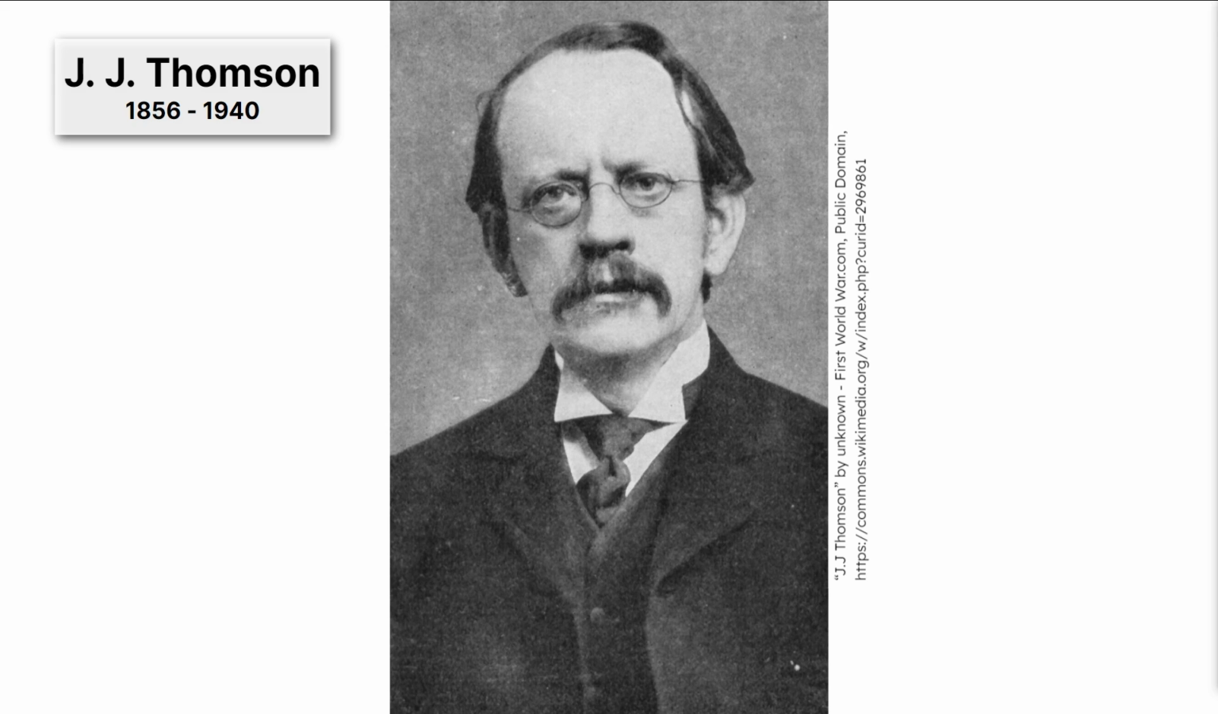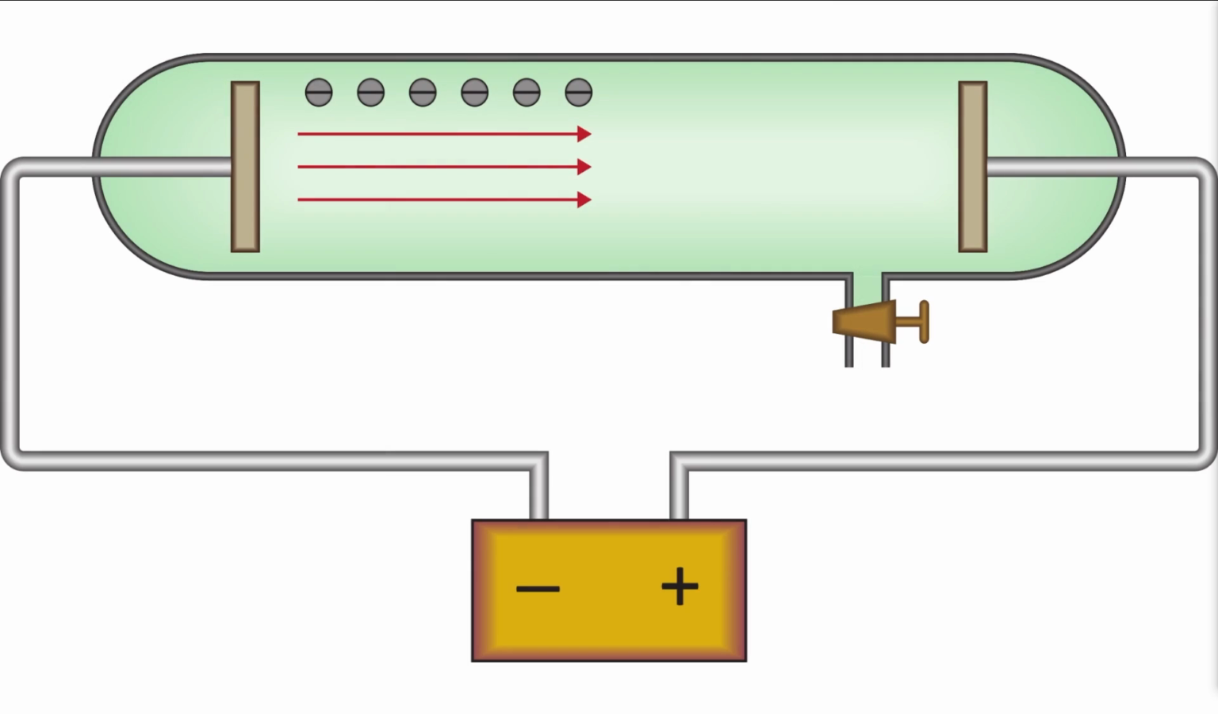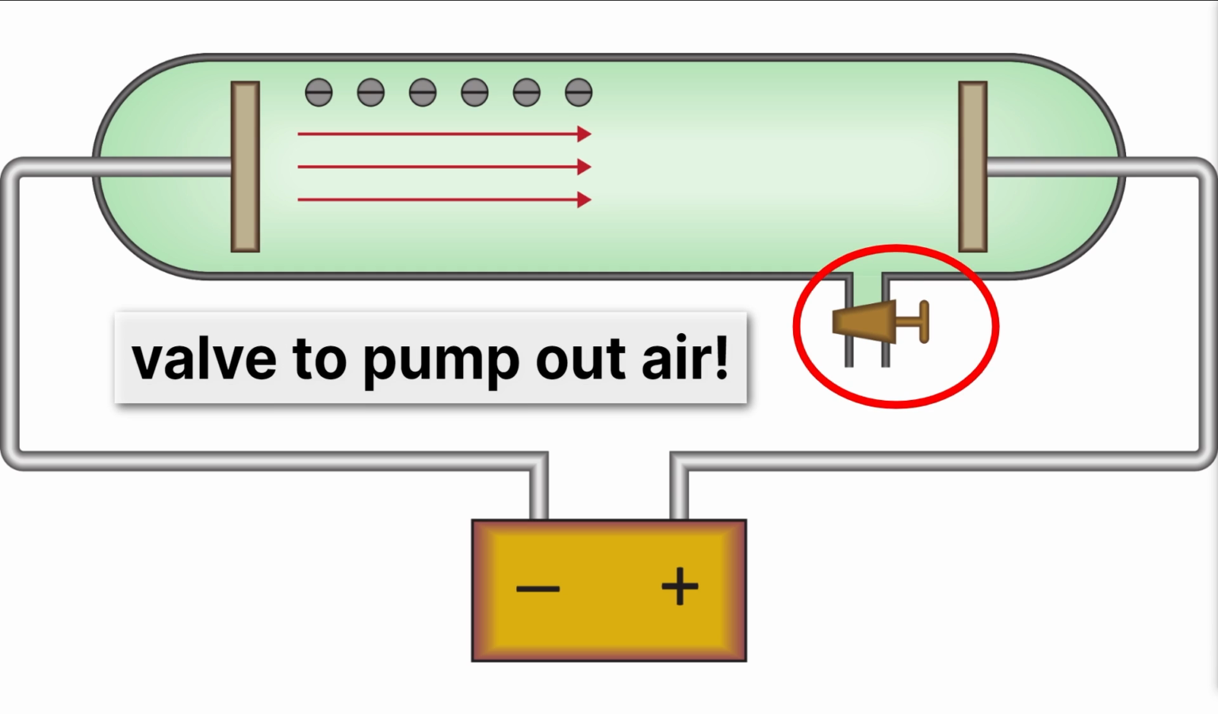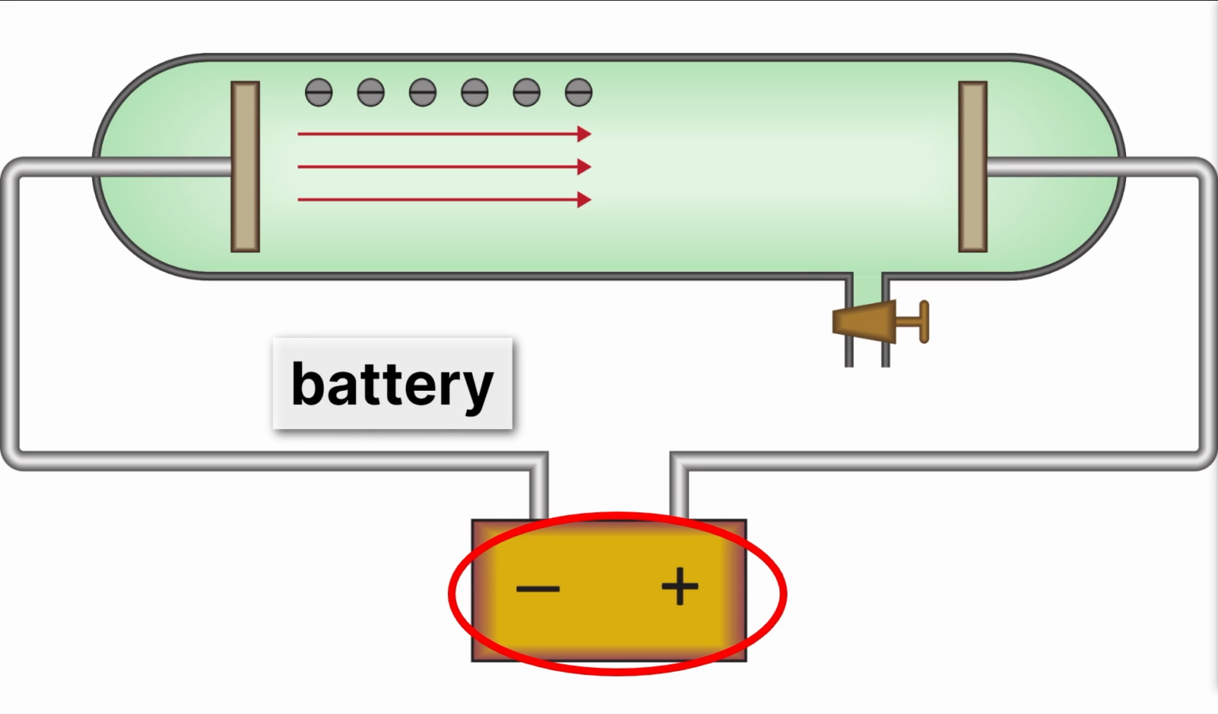And he took a look at something called a cathode ray tube. Here's a cathode ray tube. Let's walk through its parts. So here you have this little valve. And that's a valve that allows the air to be pumped out of our tube, shown in green. Within the tube, we have some wires, and they're connected to a battery. That battery leads to plates within our tube.